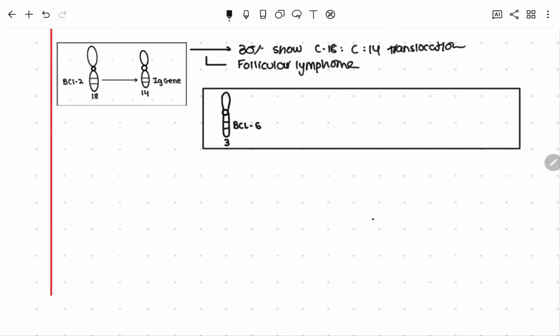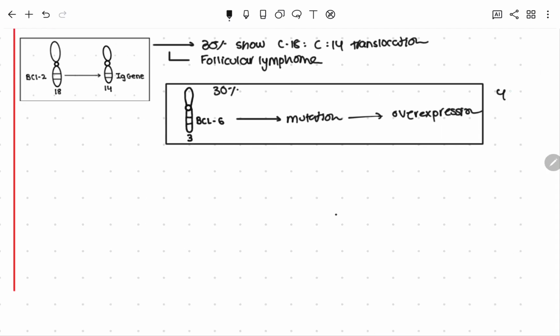Right? The second type is associated with a mutation in the BCL6 gene, which is found on chromosome 3, and this is a sporadic mutation which results in the overexpression of the BCL6 protein. This is seen in about 30% of the cases as well, and the remaining 40% are overall just sporadic mutations that increase the likelihood of someone developing diffuse large B-cell lymphoma.